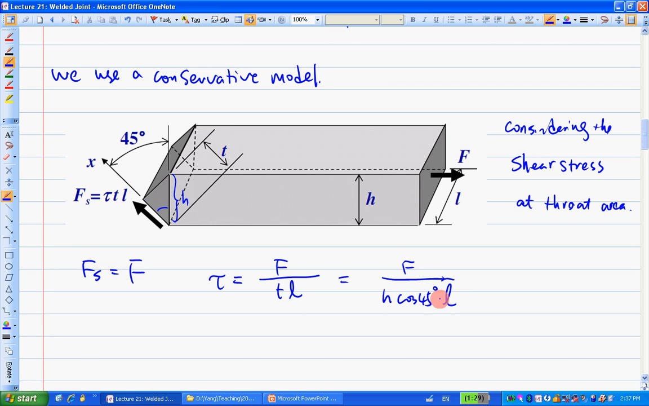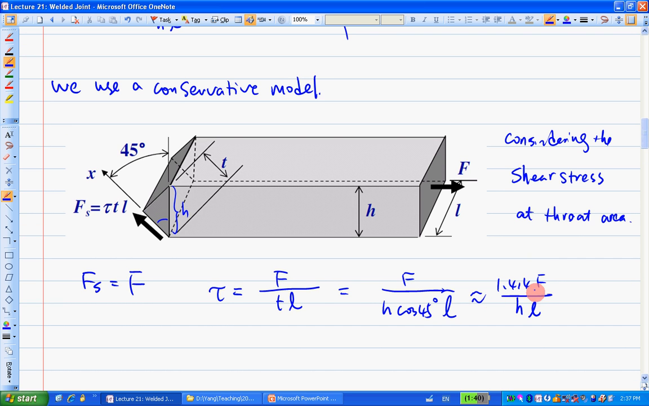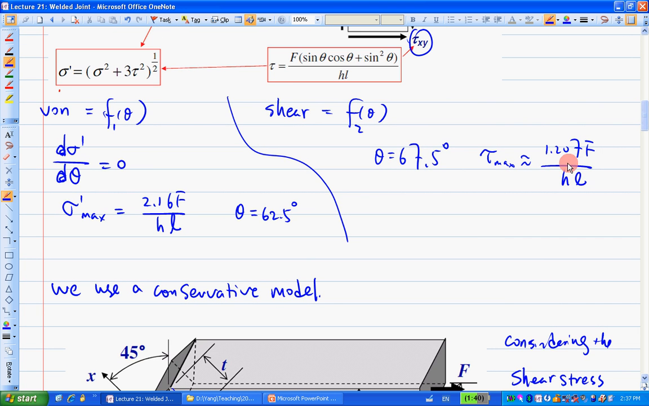Yes, 1/√2. So overall, if you simplify this one here, it'll be 1.414 F over HL. So with the conservative model, the shear stress is 1.414 F over HL. So now let's take a look at the comparison in here. This is a shear stress here, and what's this one here? Remember, when we calculate the maximum here, that's 1.207, right? So basically that's greater than this.